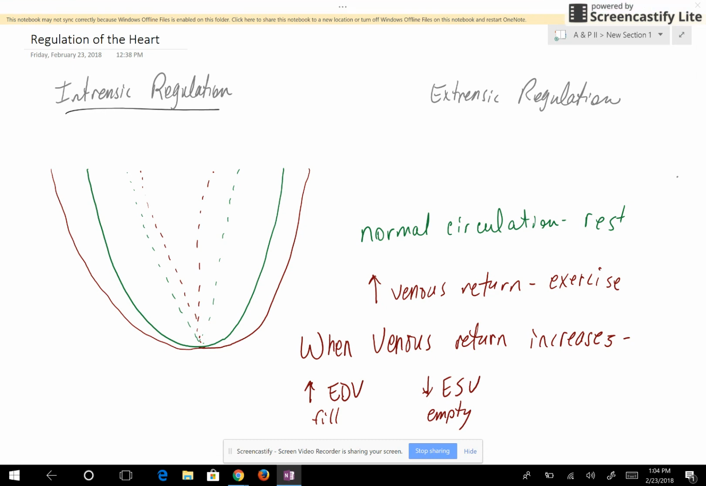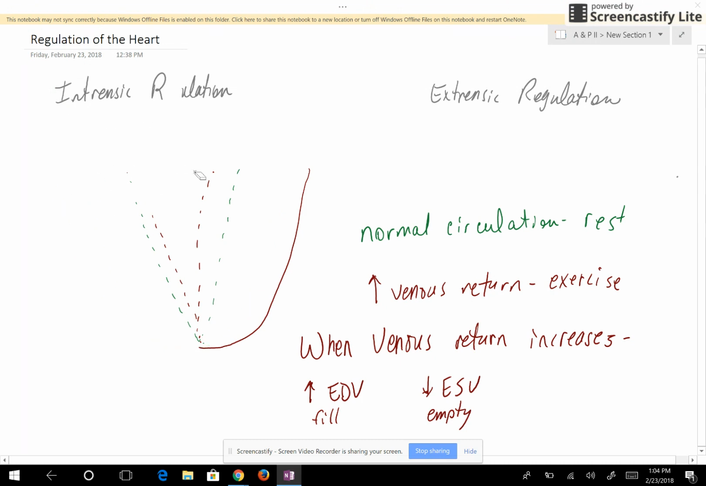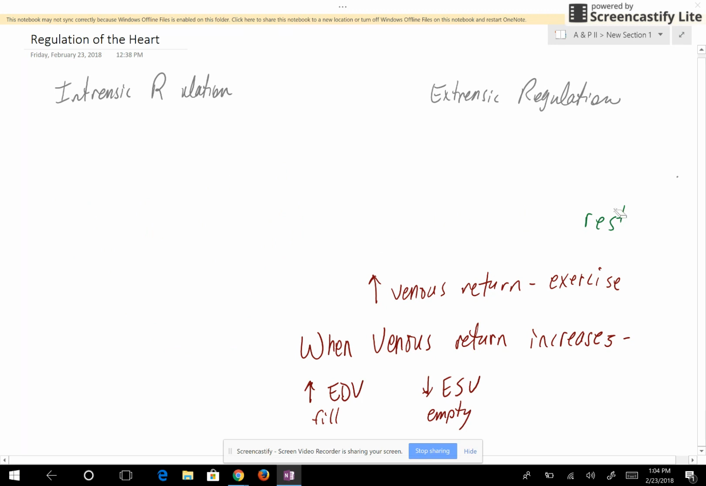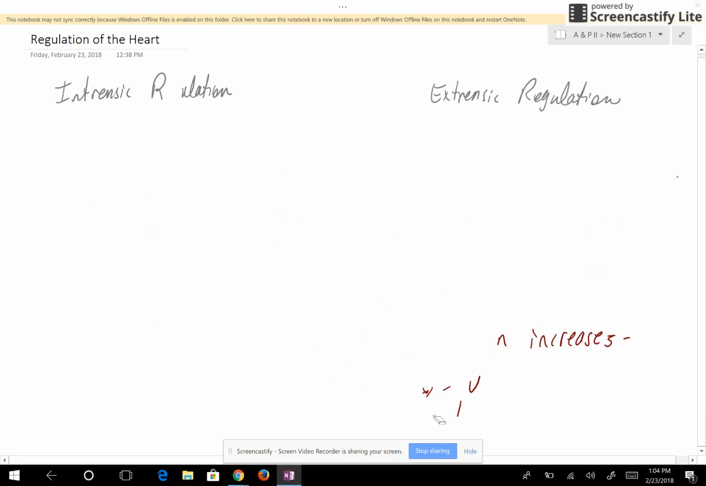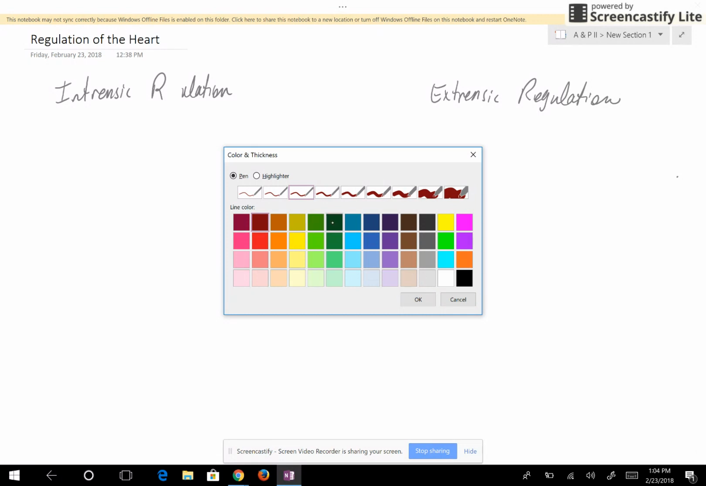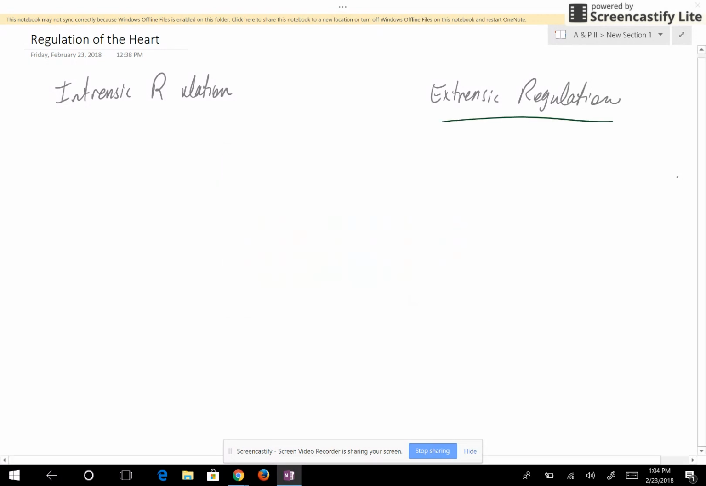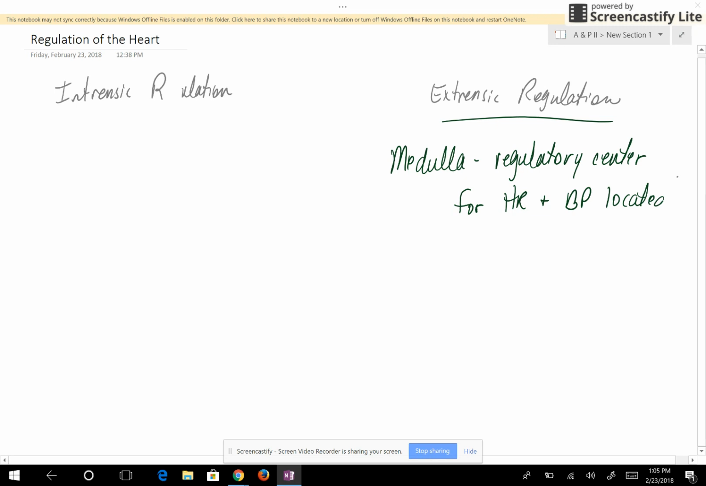Okay, now let's look at extrinsic regulation. With extrinsic regulation, something outside of the heart regulates it. It regulates the heart rate and the blood pressure, or it can influence it at minimum. So we're going to switch colors here. Okay, extrinsic regulation. The medulla. Medulla is going to be where the regulatory center for heart rate and blood pressure are located. The medulla has several other regulatory centers, but specifically for the heart, it's going to have the location for the heart rate and the blood pressure.